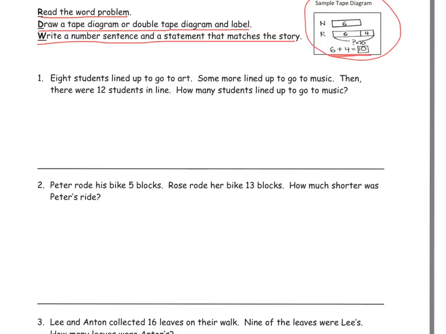The first one says, 8 students lined up to go to art. Well, the first thing I'm going to do is cross off that word 8 and write the number. That'll help me out. Some more lined up to go to music. Then there were 12 students in line. How many students lined up to go to music?